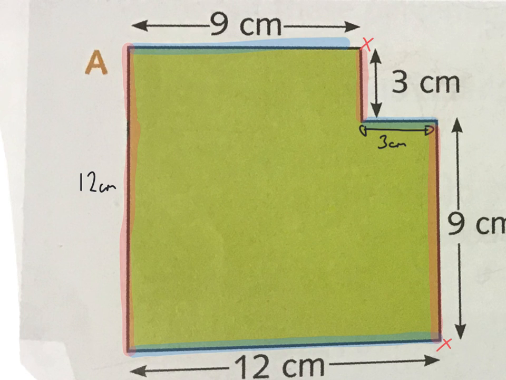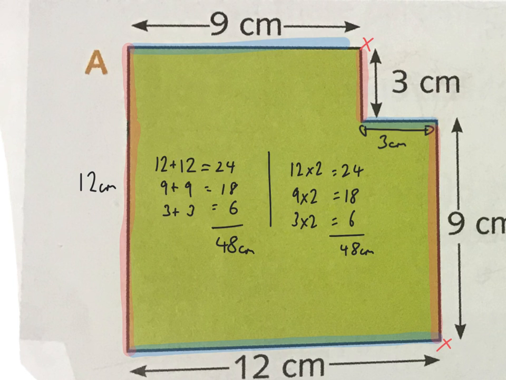I have their lengths. We have to add them up to find the perimeter of the shape. There's a couple of different ways of doing this. The first way might just be to add all the sides up together. Now I can see there's two 12s, so I broke this down into smaller parts. I did 12 and 12, 9 and 9, or 3 and 3. And I got 48 centimetres when I added the totals of those.